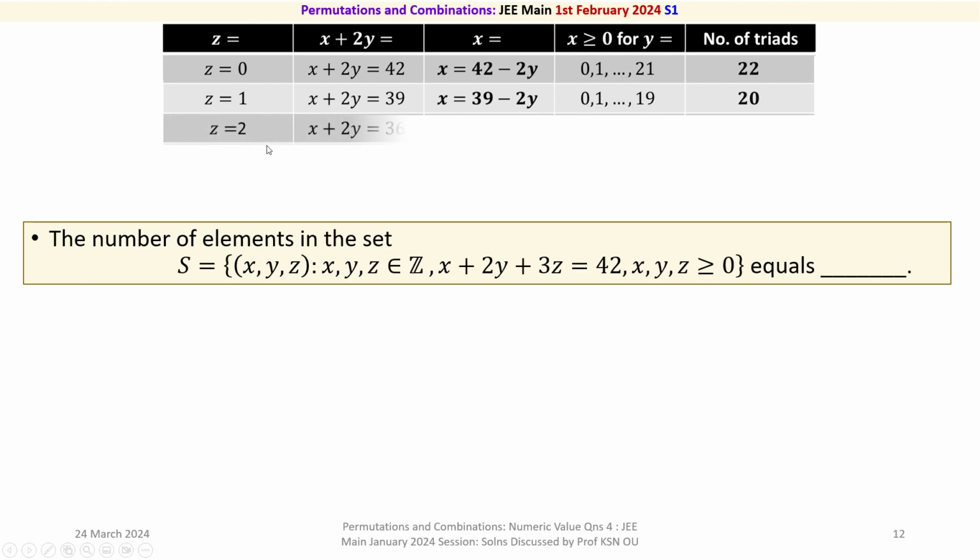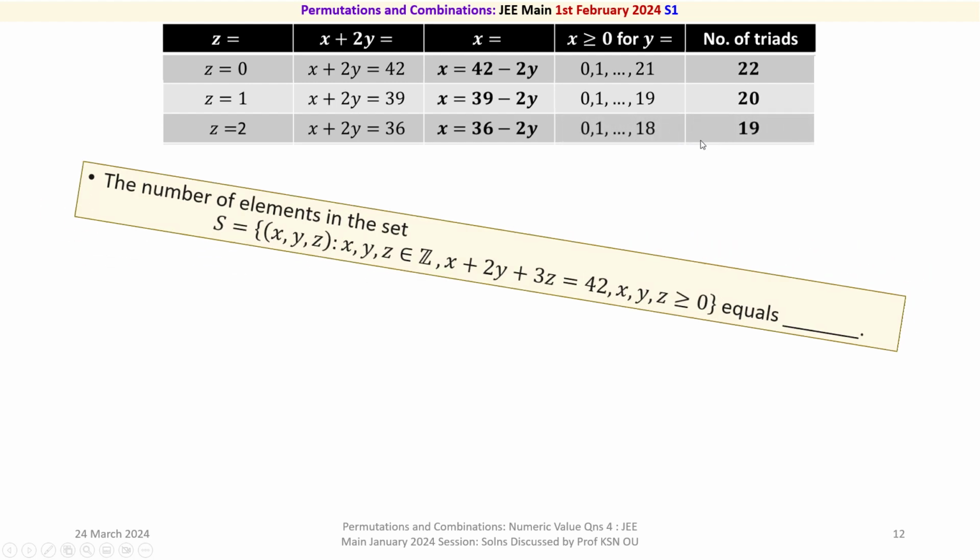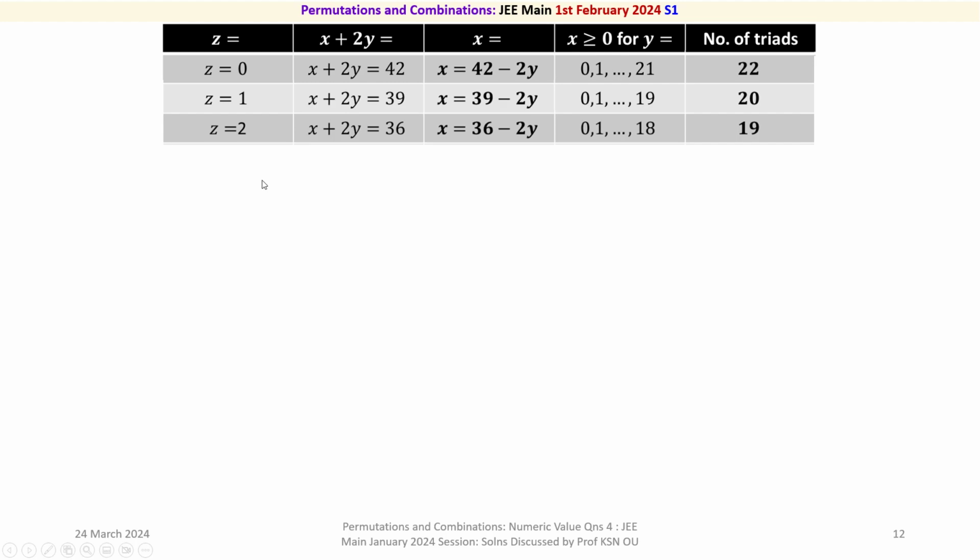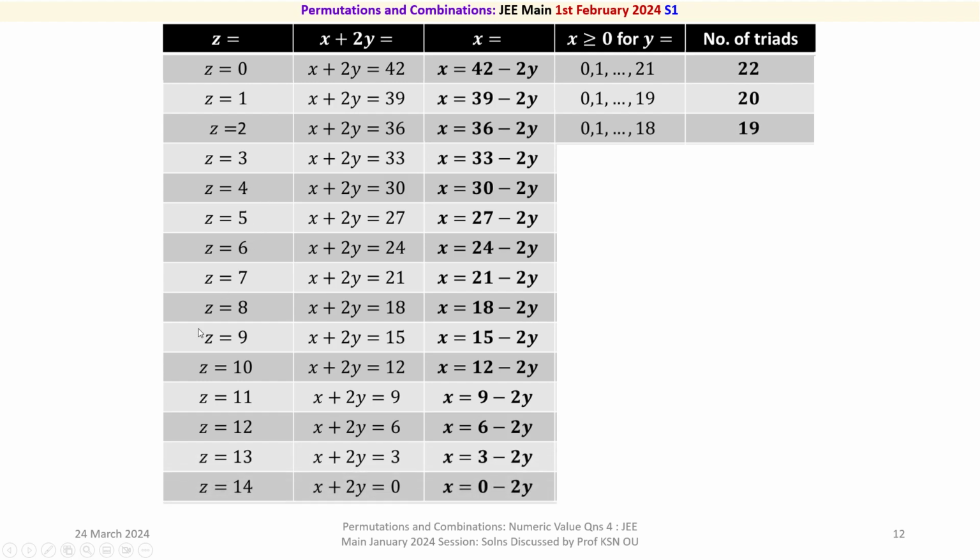Now Z is equal to 2. X plus 2Y will be 36, so X will be 36 minus 2Y. Y takes the values 0, 1, 2, 3 up to 36 by 2, that is 18. That is 19 values. Like that you go on doing it, for Z equal to 2, 3, 4, 5, 6, 7, 8 up to 14. You have to stop at 14. Why do you stop? If you take Z equal to 14, then X plus 2Y will be equal to 42 minus 3Z, which is 0. So X plus 2Y is equal to 0.